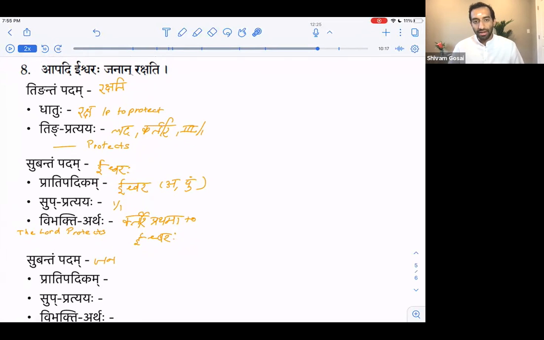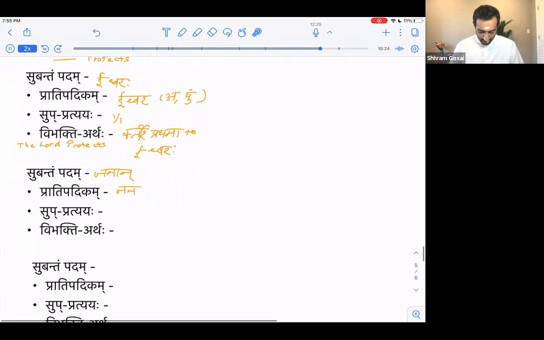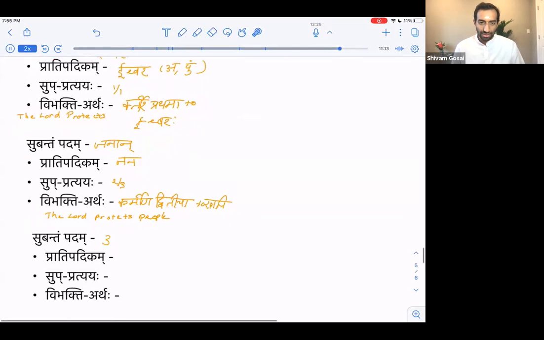Oftentimes, we can then go right to left. So the Lord protects what? Janan, Jana Shabda, Dutiya Vibhakti Bahuvachanam, Karmani Dutiya to Rakshati. This is just like Rama as well. This is a-ending Pulinga. So the Lord protects. What's Jana? People. The Lord protects the people.